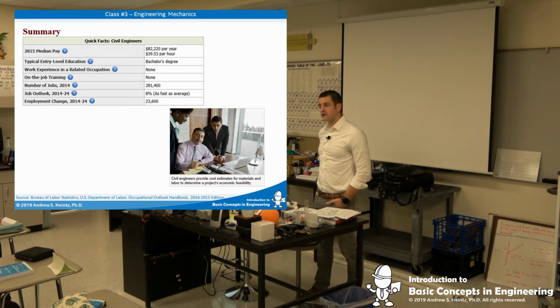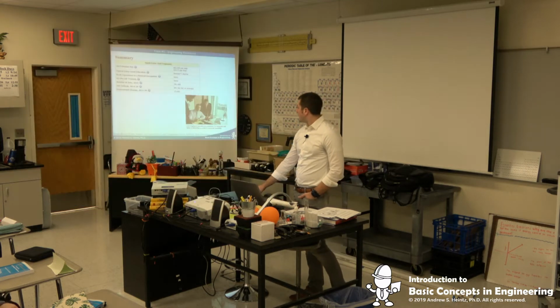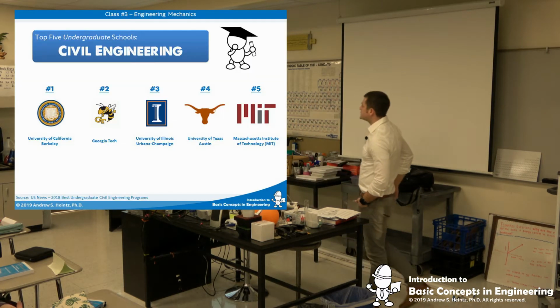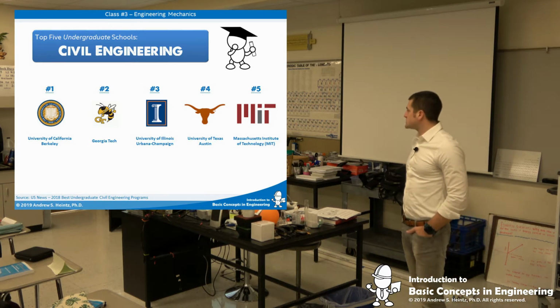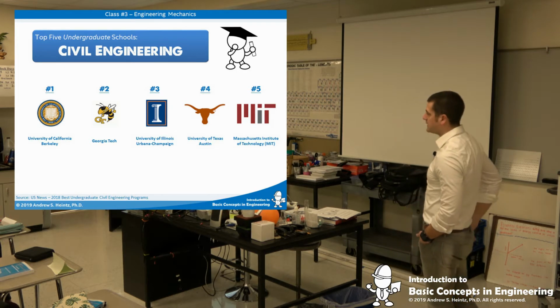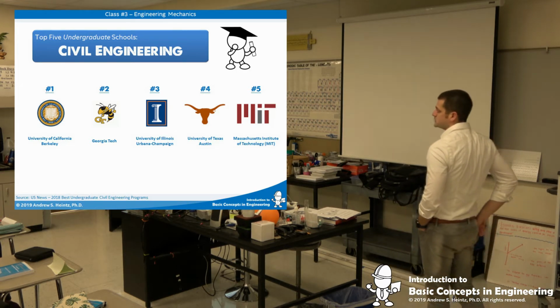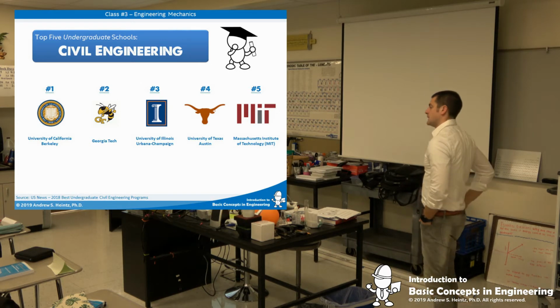Remember we had talked earlier in the year how roughly the job outlook for engineering is 10% or so. It's 8%, so a little less. And the top 5 schools for civil engineering, number 1 is UC Berkeley. Number 2 is Georgia Tech. Number 3 is UIUC, University of Illinois Urbana-Champaign. Number 4 is UTA, UT Austin. And number 5 is MIT.